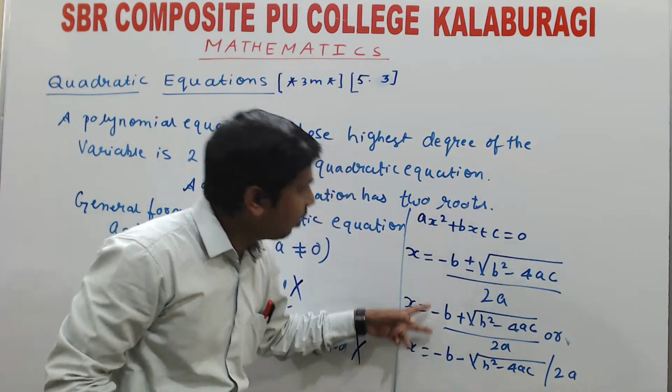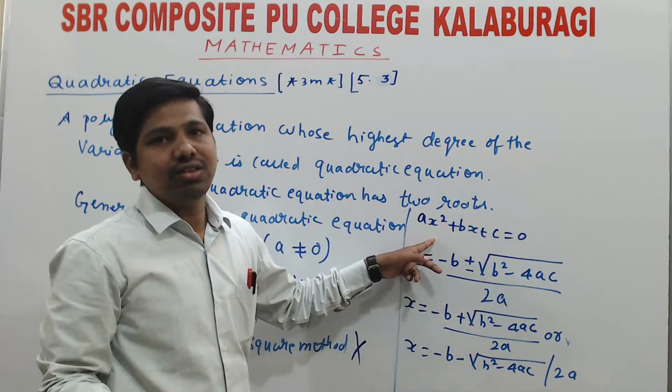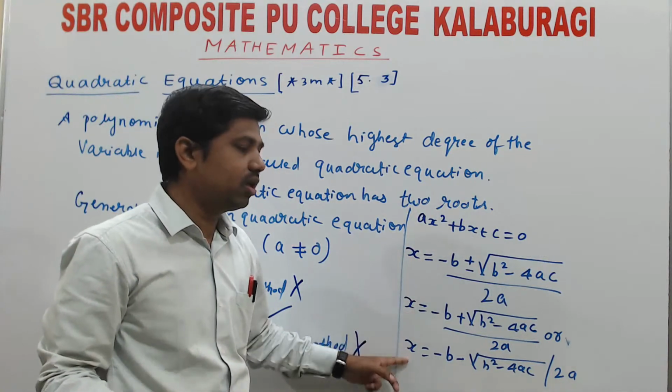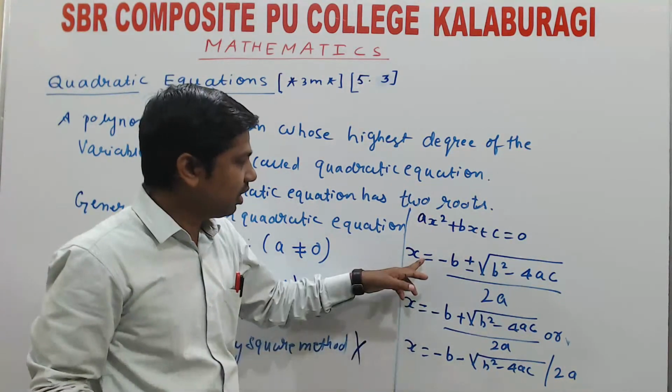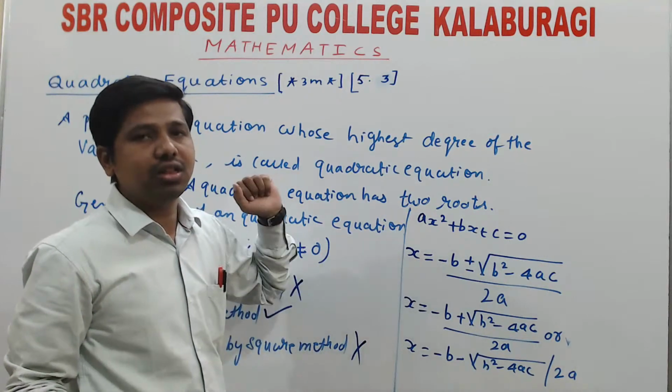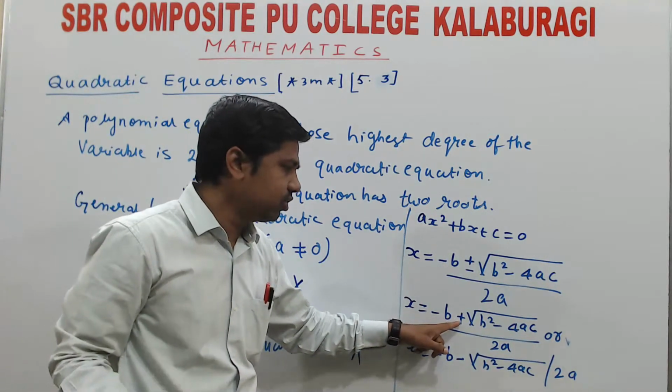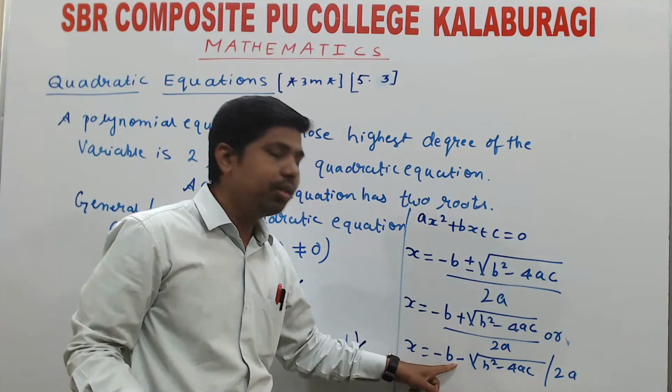If I substitute these two values in this quadratic equation, it will satisfy the quadratic equation. So these are the roots for the quadratic equation. For that reason, by using this formula, we are finding the solution. And one is its conjugate. One is plus, one will be minus.